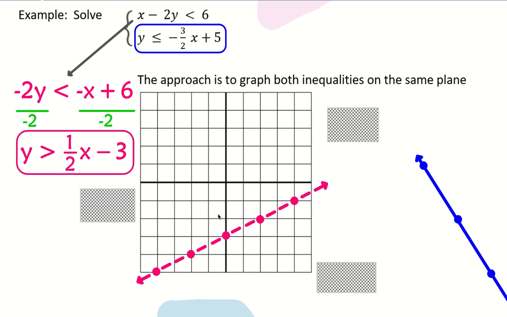So that leads to this line. And, well, spoiler alert, why did I make it dashed?